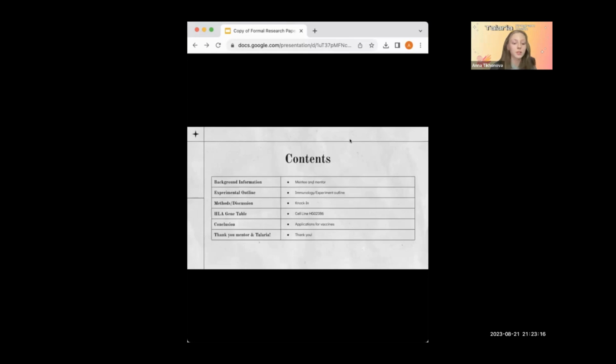Before I get into all the details of the research, I just want to give a little bit of the context of the whole presentation. First, I'm going to give some background info on my mentor and I, and then I'd like to outline our experiment and a little background on immunology. Then I'll discuss the methods I've detailed and also the gene table I've created. And I will provide a conclusion and then give a big thank you.